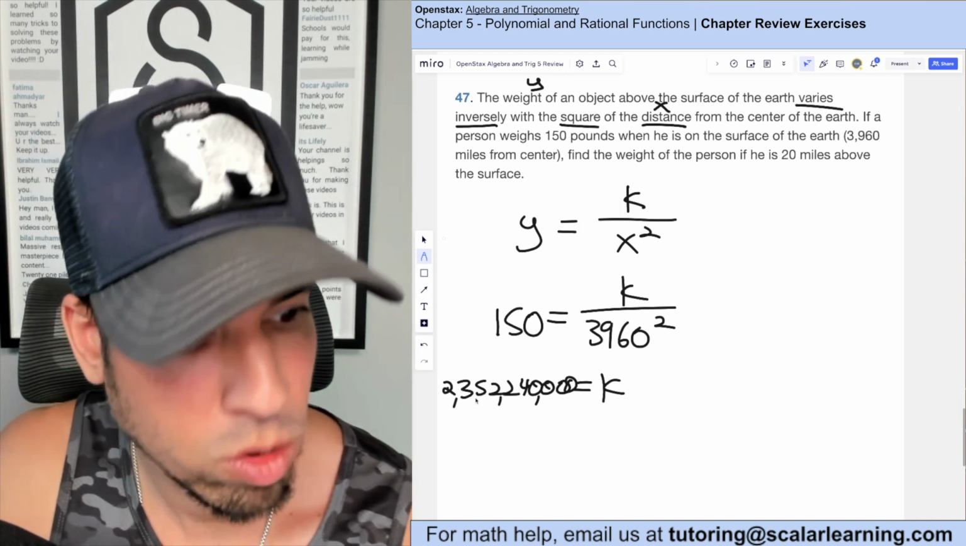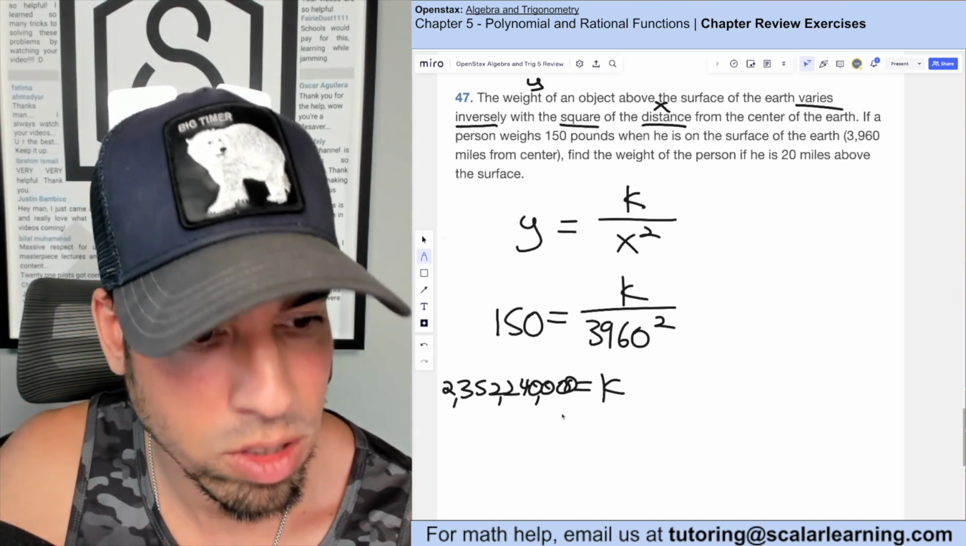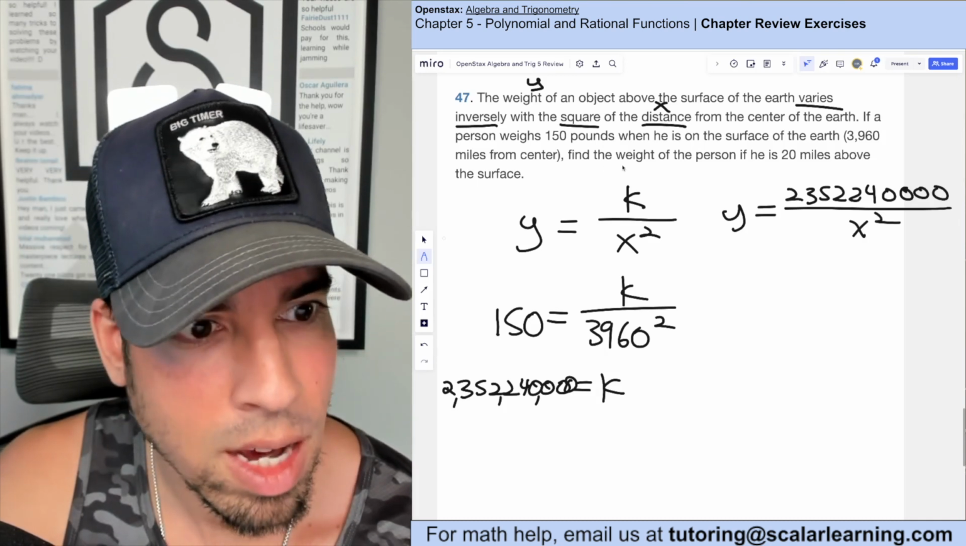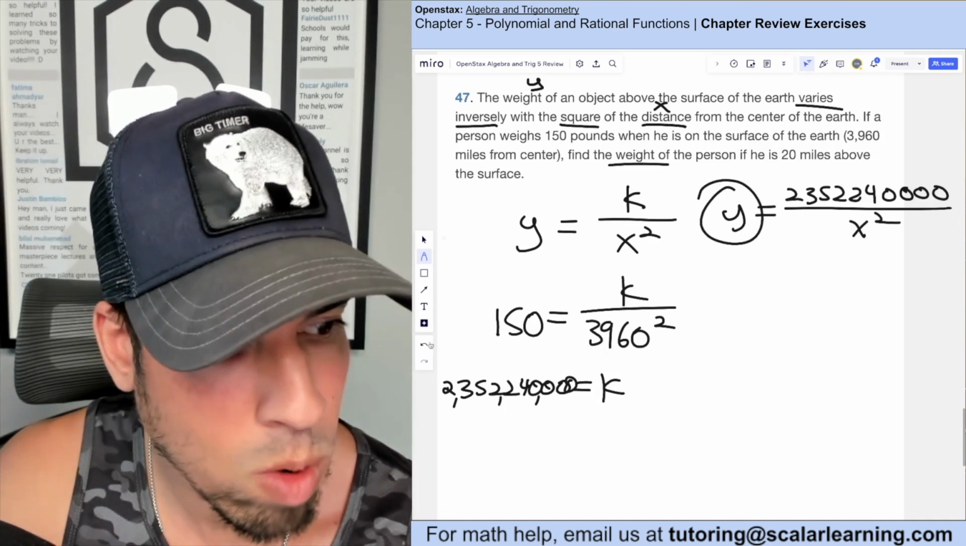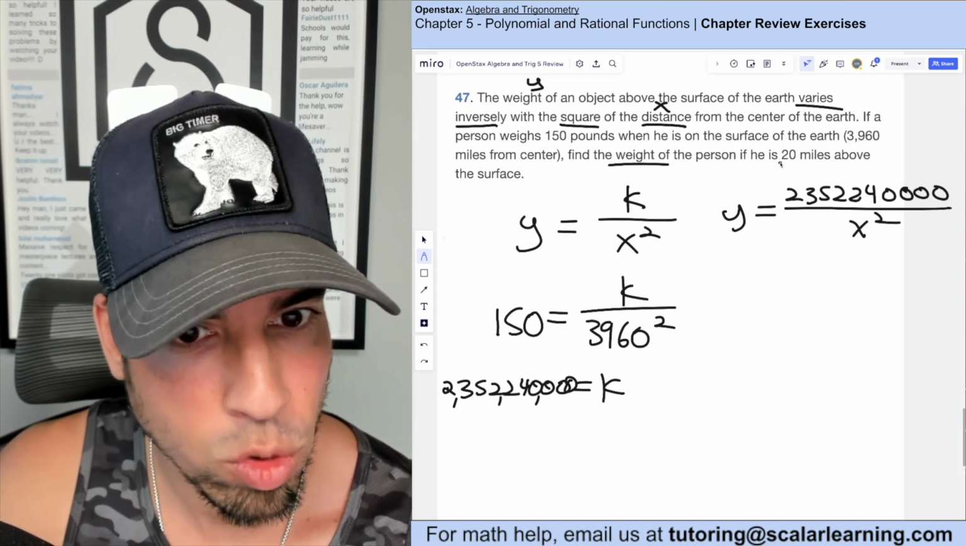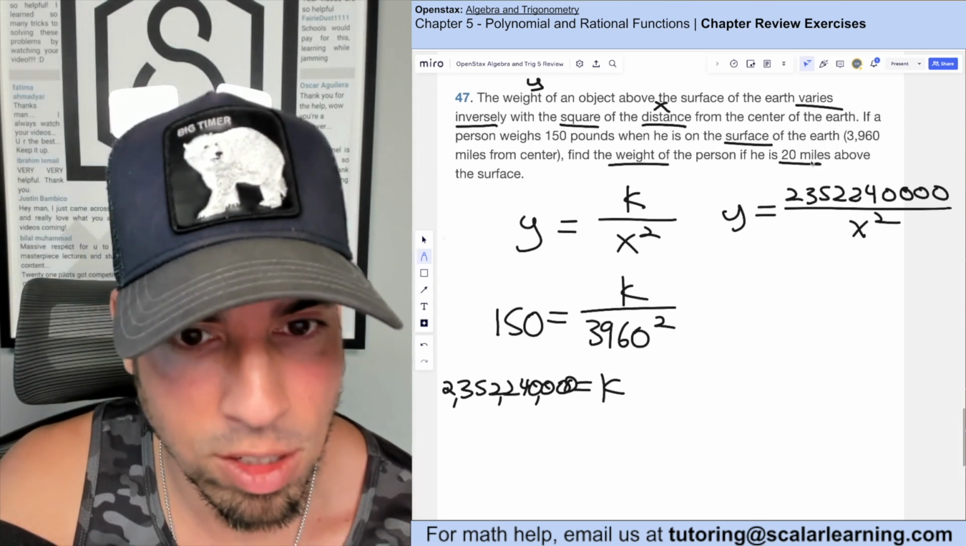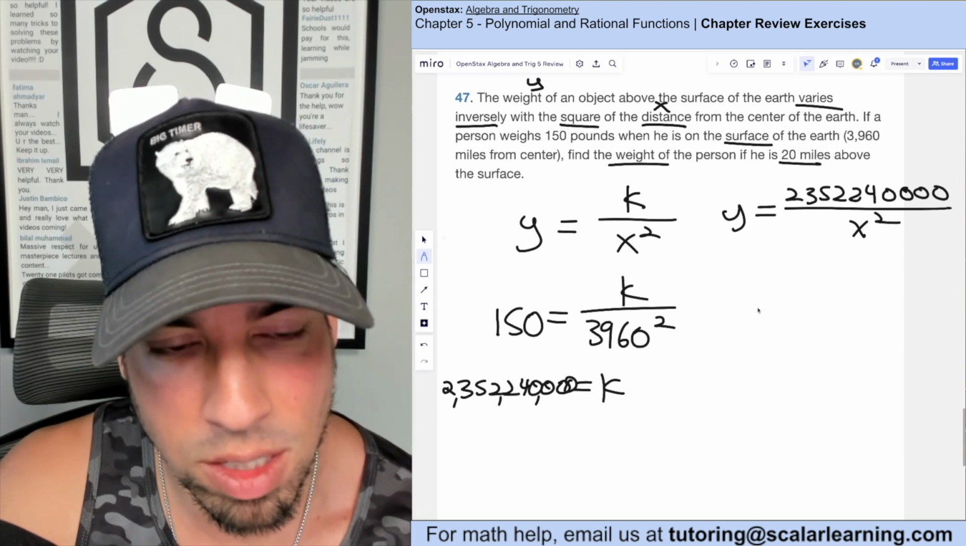And it looks like 2,352,240,000. Okay, so there's our k. Now we can rewrite this over x squared. And now we're trying to find the weight, aka y, when the person is 20 miles above the surface. And they said the surface is 3,960. So 20 miles above would be 3,980.